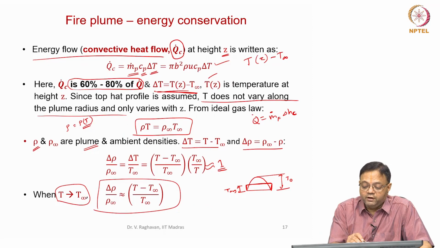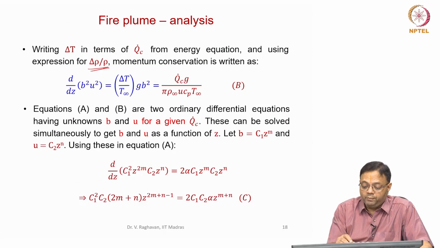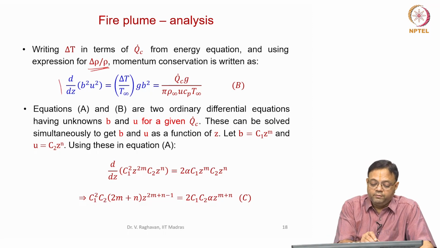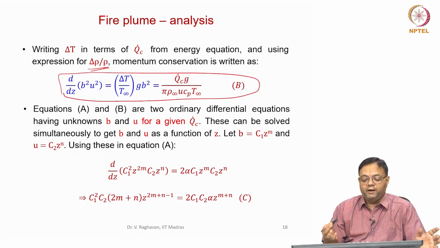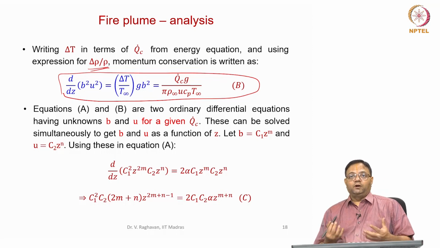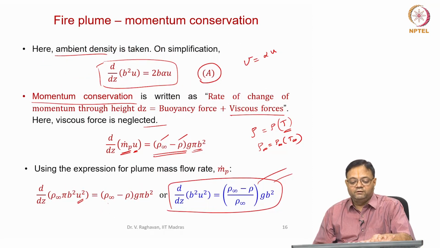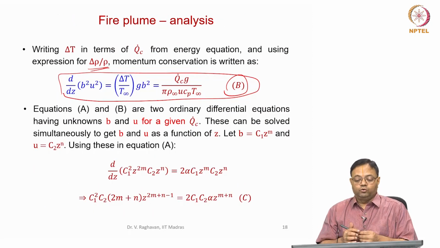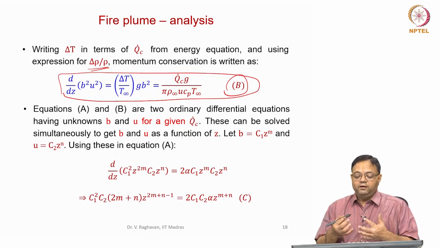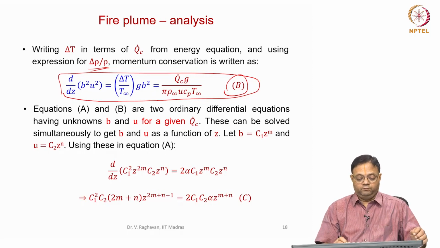Delta T will be equal to Q dot C divided by pi b square rho u Cp. So pi, because the b square cancels, rho infinity, instead of rho I am writing rho infinity u into Cp, and since I am dividing here by T infinity, I am also dividing here by T infinity. So this will be my second equation, which combines the energy balance as well as the momentum conservation. So this is equation B. So equation A is the mass conservation, d by dz of b square u equal to 2b alpha u, and B is the momentum conservation where the energy is also incorporated.